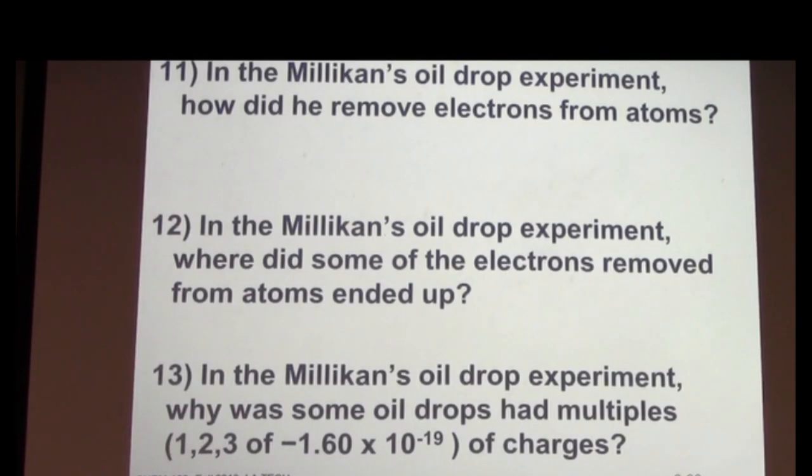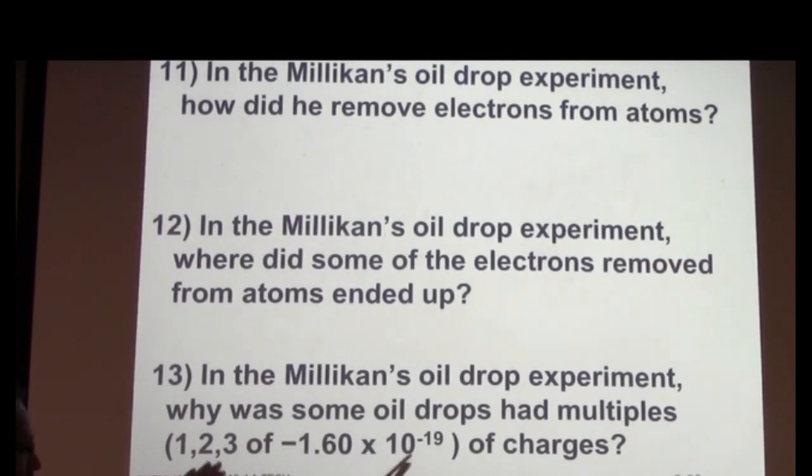Because if you have electron charges of 1.6 times 10 to the negative 19, right? If you have multiples of them, that means, well, all the atoms have a whole number of electrons, so you count the charge and when you measured the charge, it was all whole number multiples. I'm talking about not the atom, the whole drop. So why does it have multiple charges? Do you understand that?